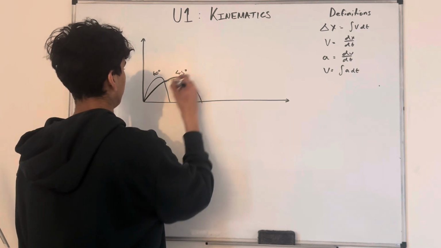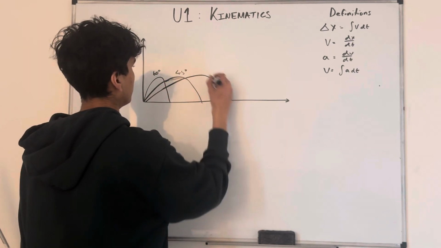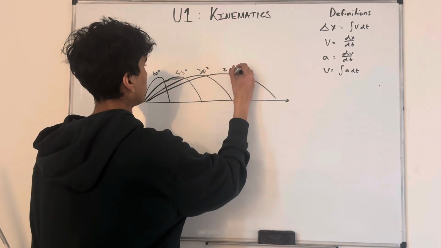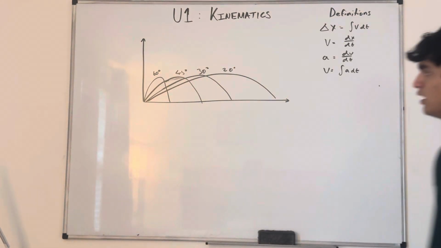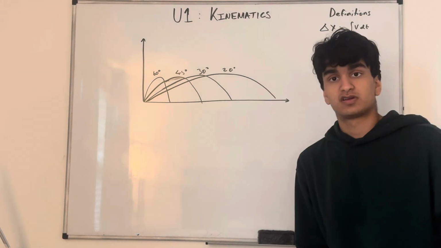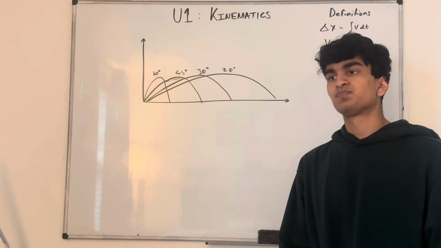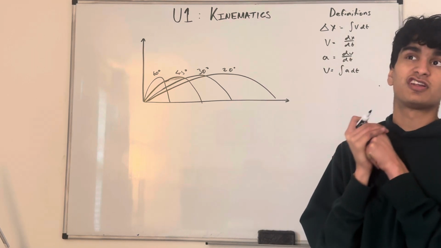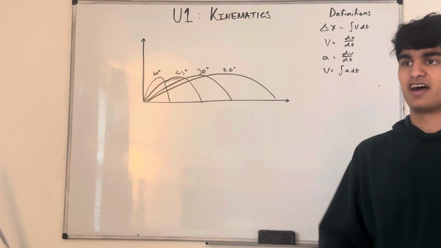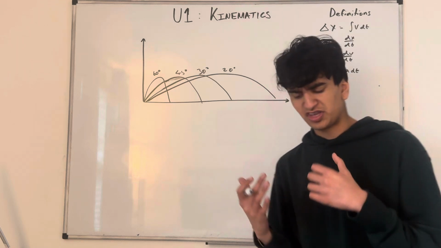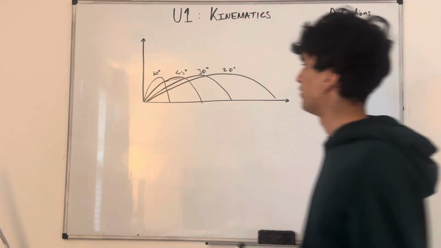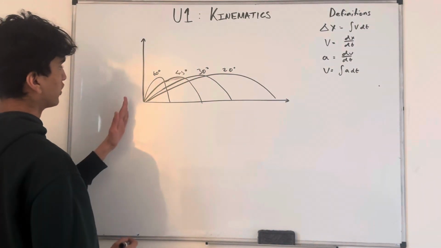So this is 45 degrees, and let's say this is 30 degrees, and let's say this is 20 degrees. They all have the same max height. Let's say a question asks, which one is going to have the largest vertical velocity component? If you think about each of these vectors, which one will have the greatest one going up?